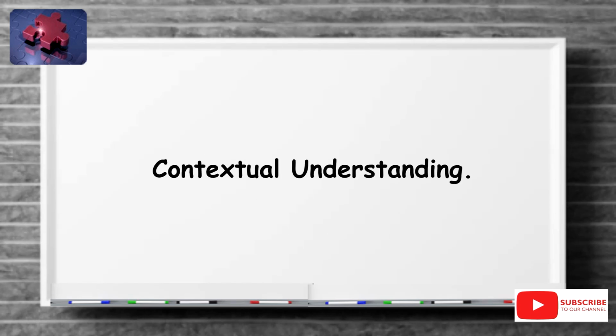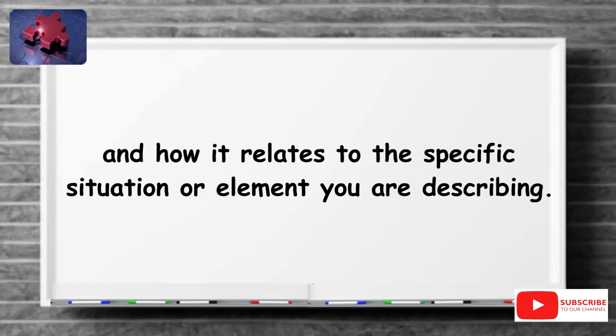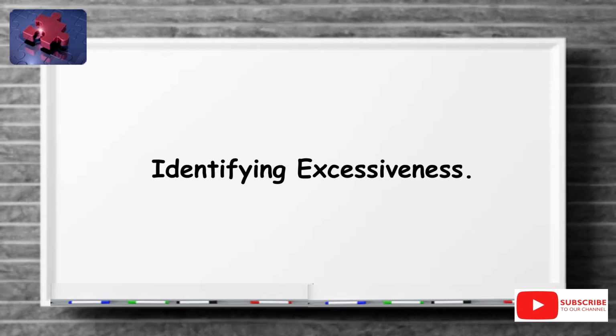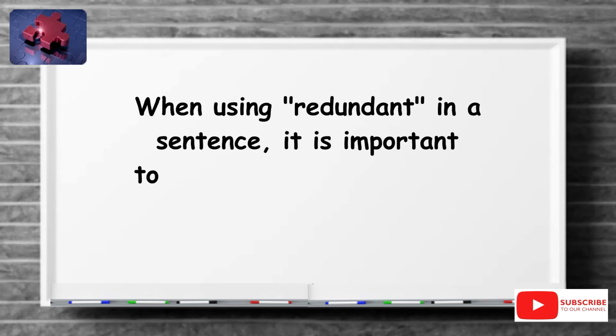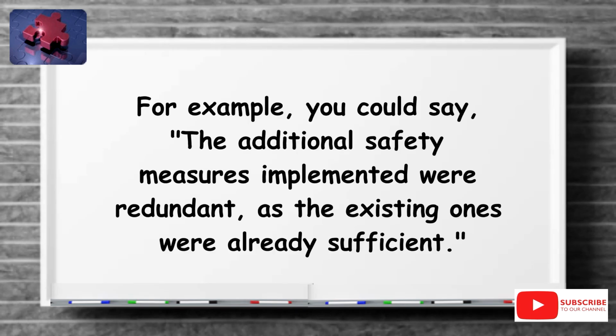Contextual understanding. Before using the word redundant in a sentence, it is crucial to have a clear understanding of its meaning and how it relates to the specific situation or element you are describing. This will ensure that you use the word accurately and effectively. Identifying excessiveness. When using redundant in a sentence, it is important to identify and highlight the excessive or unnecessary aspect of the subject matter. For example, you could say, the additional safety measures implemented were redundant, as the existing ones were already sufficient.